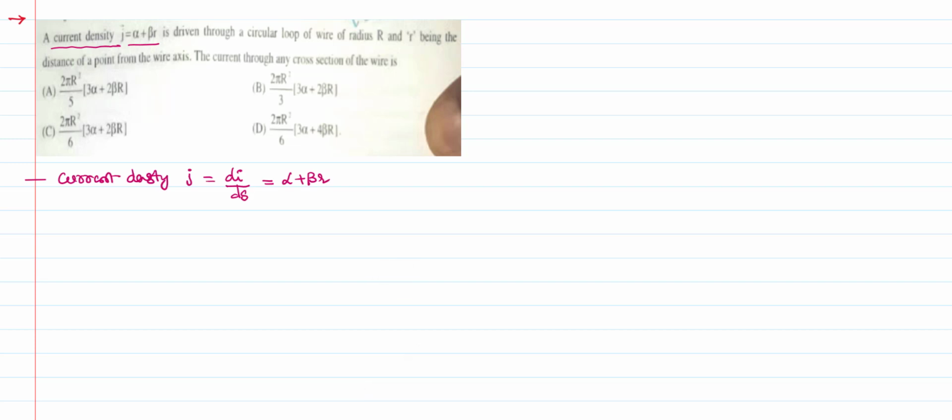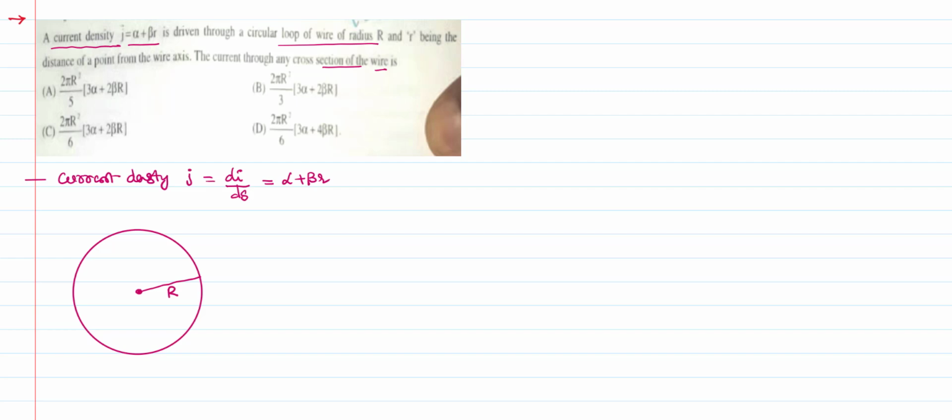When it is driven through a circular loop of radius R, let me try to draw a diagram for that. There is a circular loop and the radius of that circular loop is R, capital R. So from here to here, it has a radius R, and R being the distance of a point from the wire axis. So this is the wire axis. What is the current through any cross section of the wire is the question. So we shall first find out the value of the current through a small part and then we will apply it to the entire section itself.